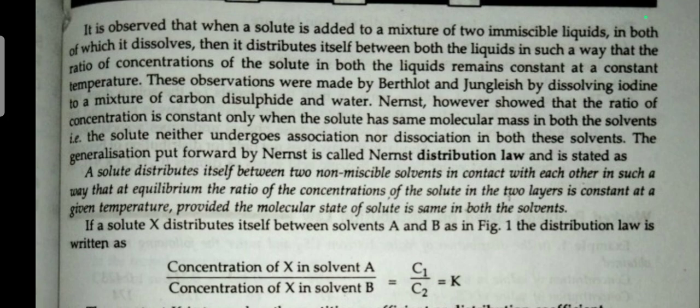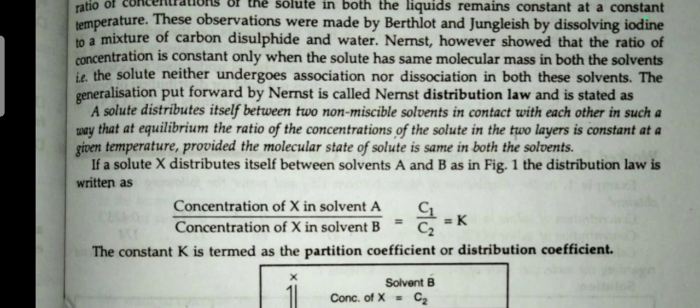If a solute X distributes itself between solvents A and B, the distribution law is written as concentration of X in solvent A upon concentration of X in solvent B is equal to K. The constant K is termed as the partition coefficient or distribution coefficient.